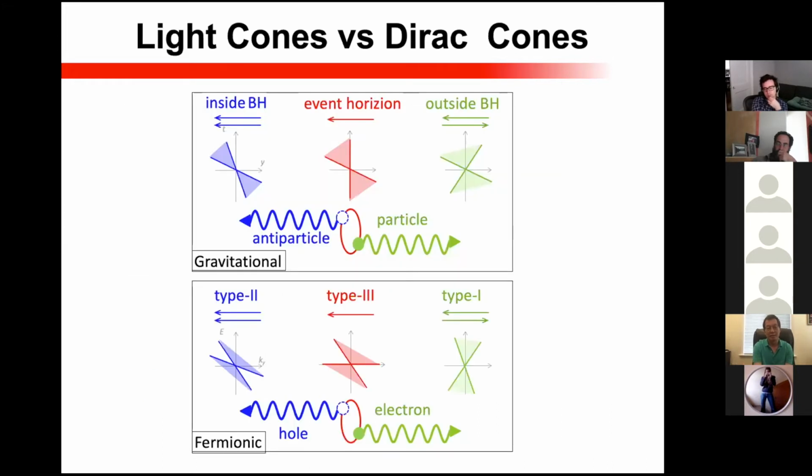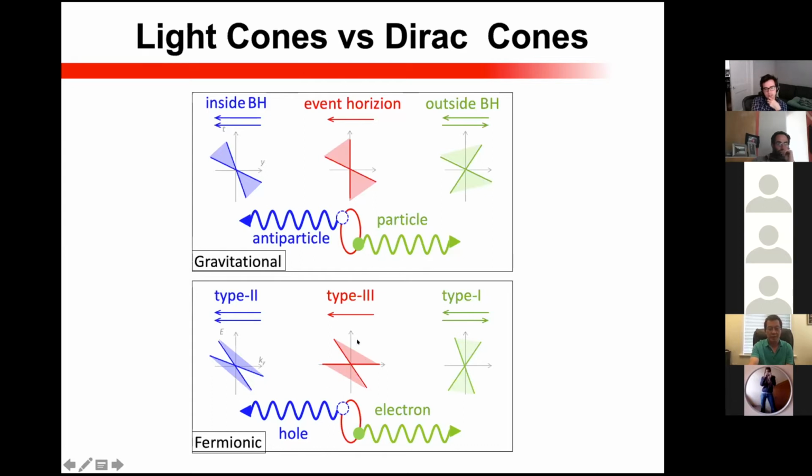So here is again a comparison between the light cones and the Dirac cones. Inside is the black hole, the event horizon, and outside. If you fluctuate or tilt this cone at the horizon, then you have antiparticle and particle formation, which leads to the Hawking radiation.